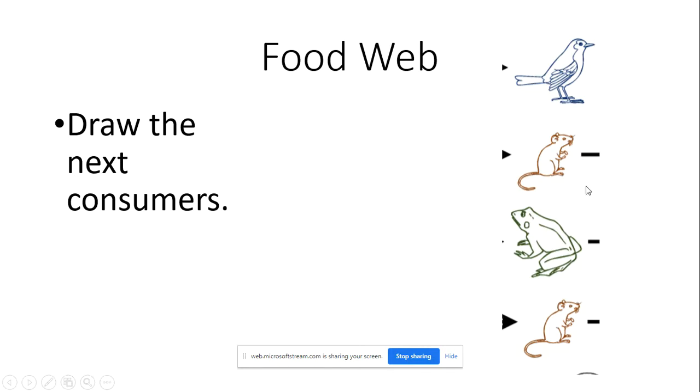Next we're going to draw the next consumers. These are going to be the next consumers. We have 2 rats, 1 frog, and then 1 bird. We're going to go through and see what would eat the different ones.